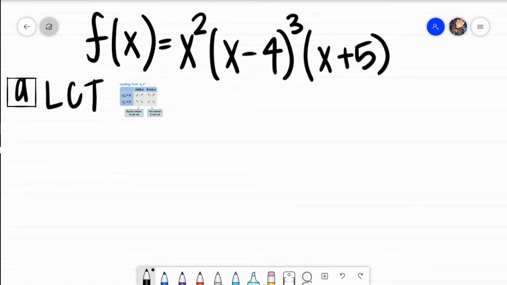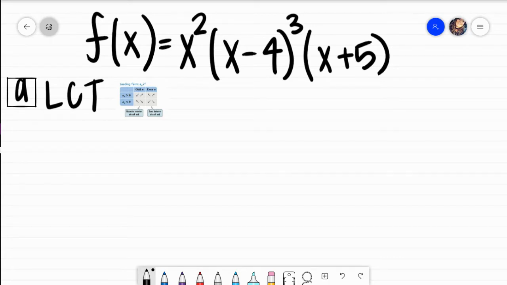So this is saying that if my leading coefficient is greater than 0 and my degree is odd, it's going to fall to the left, rise to the right. If my coefficient is greater than 0 and degree even, rise to the left, rise to the right. Coefficient less than 0, degree odd, rise to the left, fall to the right. Coefficient less than 0, degree even, fall to the left, fall to the right. Okay, so that's something that definitely needs to be understood.